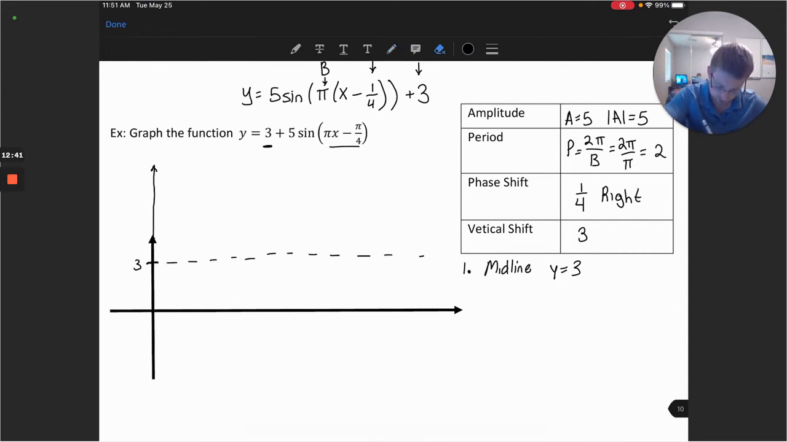It's not a great midline. Let's rewrite that. Maybe that's a little bit straighter. There we go. So there's my midline at 3.